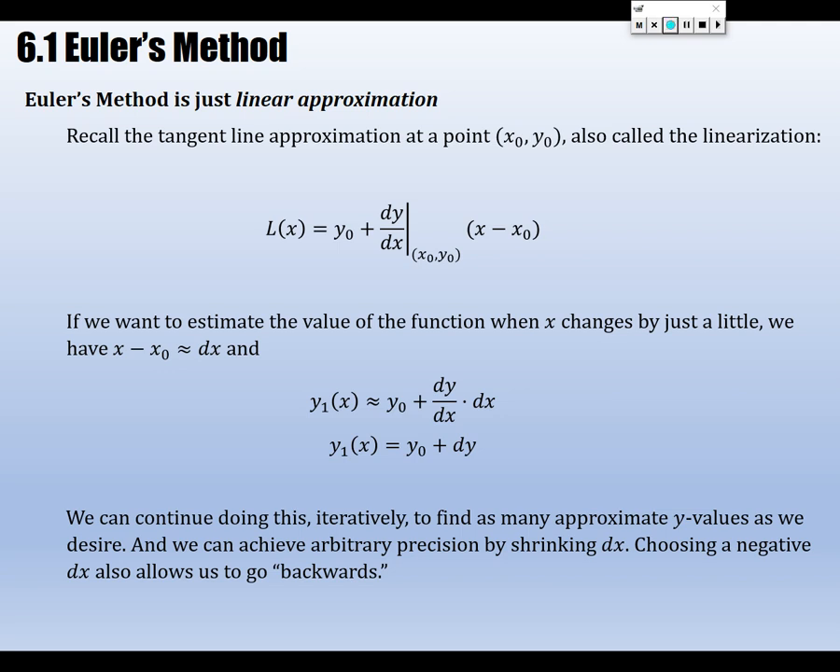And you can get arbitrarily good solutions for this if you make your delta x very, very small, you can get a very nice solution curve to any differential equation. So that's the general idea of what we're about to do, is just use the linearization repeatedly, iteratively.